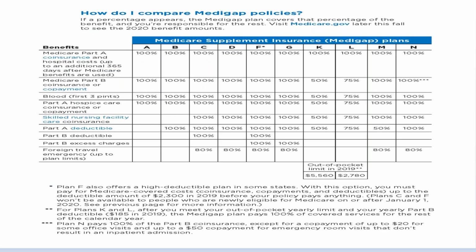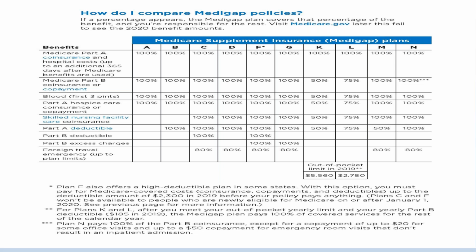How do you compare Medigap policies? If a percentage appears, the Medigap plan covers that percentage of the benefit, and you're responsible for the rest. So if you're looking at this chart on your screen, on the left-hand side, you see all the benefits, which starts with the Medicare Part A co-insurance and hospital cost, your Part B co-insurance and co-payments, blood, hospice, skilled nursing, Part A and B deductibles, Part B excess, and foreign travel.